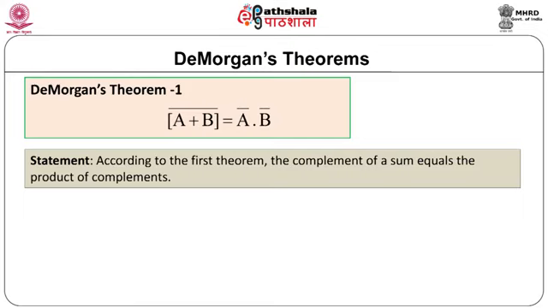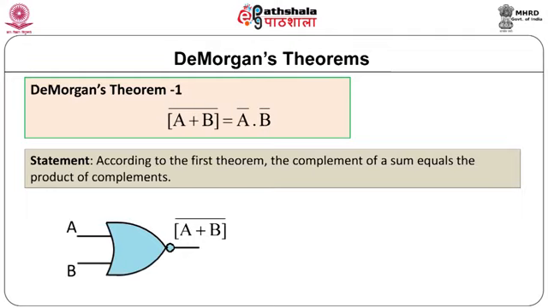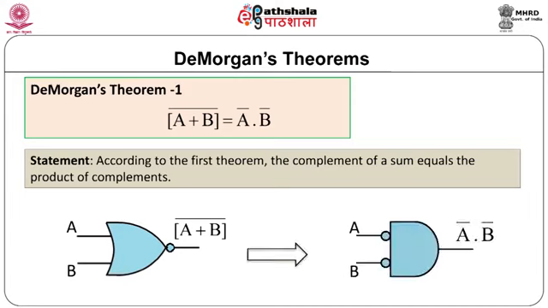Let us see how these theorems are implemented using logic gates. The left hand side of the equation is viewed as the output of a NOR gate with A and B as inputs. The right hand side of the equation is obtained by inverting both the inputs A and B, then putting them together through an AND gate. These two representations are equivalent.